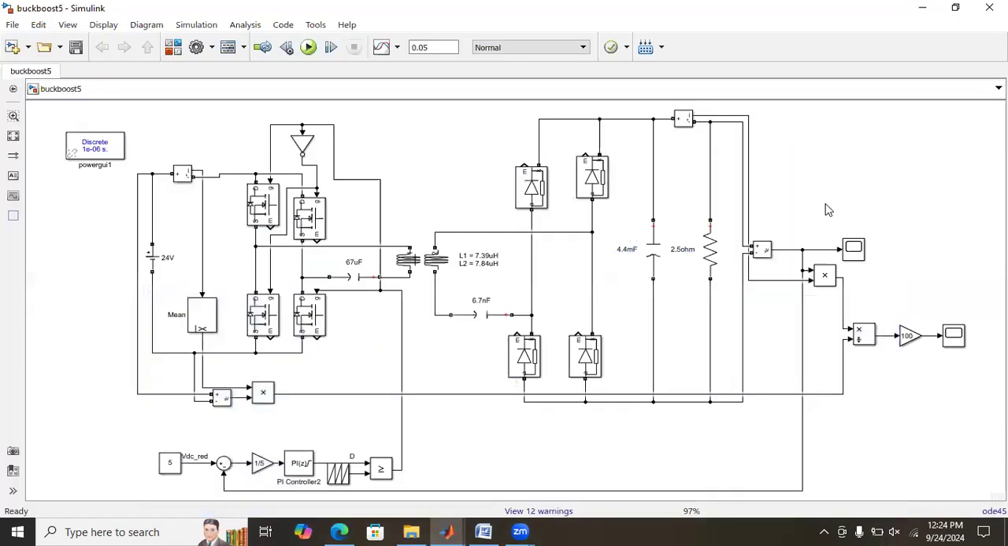So when we vary the distance, the efficiency will change. That is, if we increase the distance, the efficiency will reduce, and if we reduce the distance, the efficiency will increase.